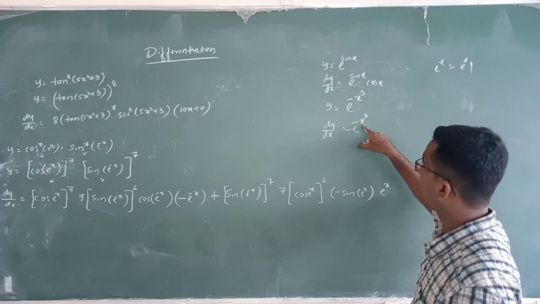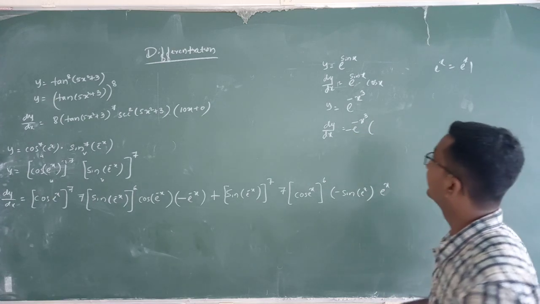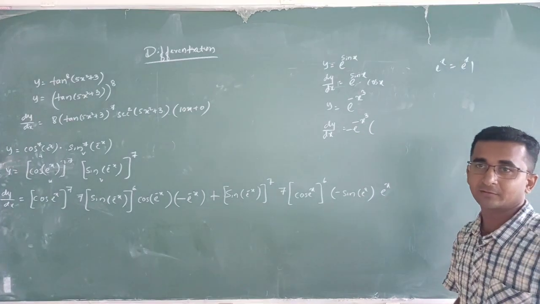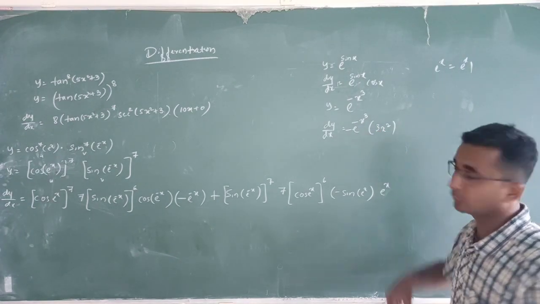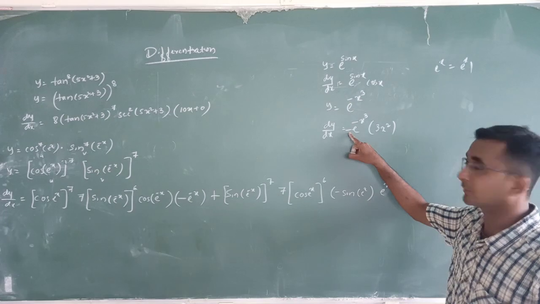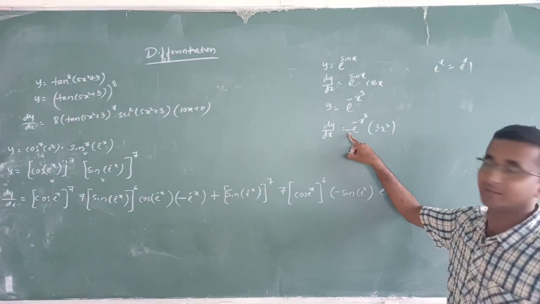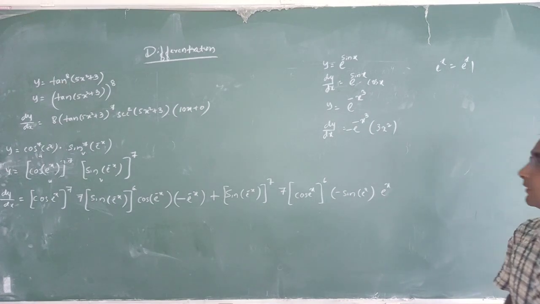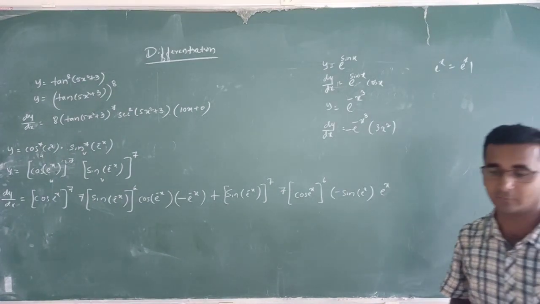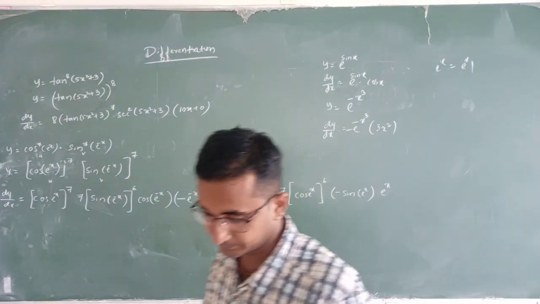Then the differentiation of x cube is 3x squared. Sir, minus x cube, isn't there a minus differentiation? Getting? That is, the differentiation of x cube is 3x squared. Getting? Any doubt? Okay. The next example.